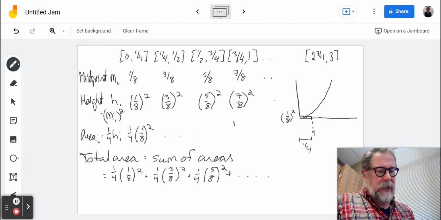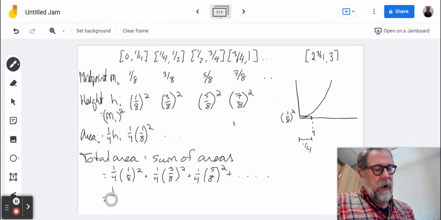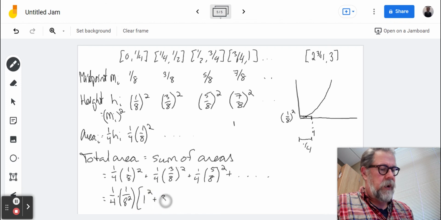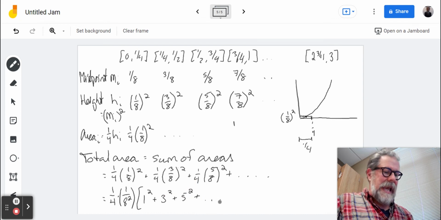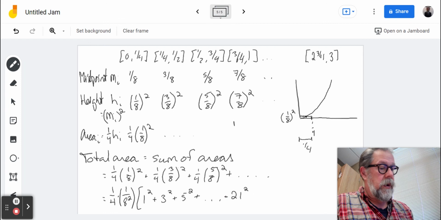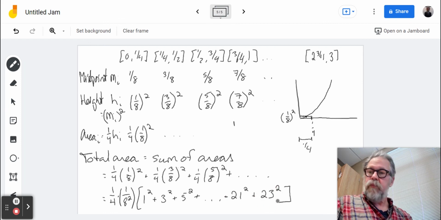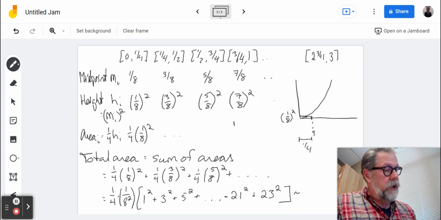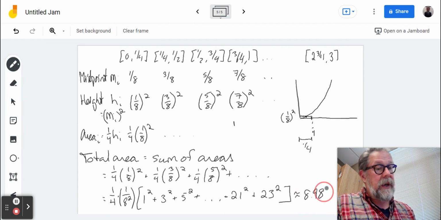Now, let's shortcut this a little bit. We can factor out the 1/4. We can factor out the 1/8 squared. And we're left with 1 squared plus 3 squared plus 5 squared plus and so on. And we're going to have 12 of these numbers, so that takes us all the way to 23 squared. And we get approximately 8.98 units.